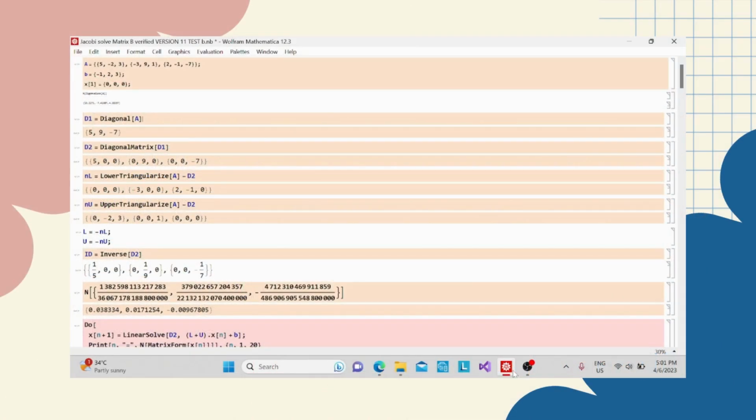Hello everyone, let's take a quick look at the answer for the Jacobi method coding. So this is the coding for the Jacobi method.